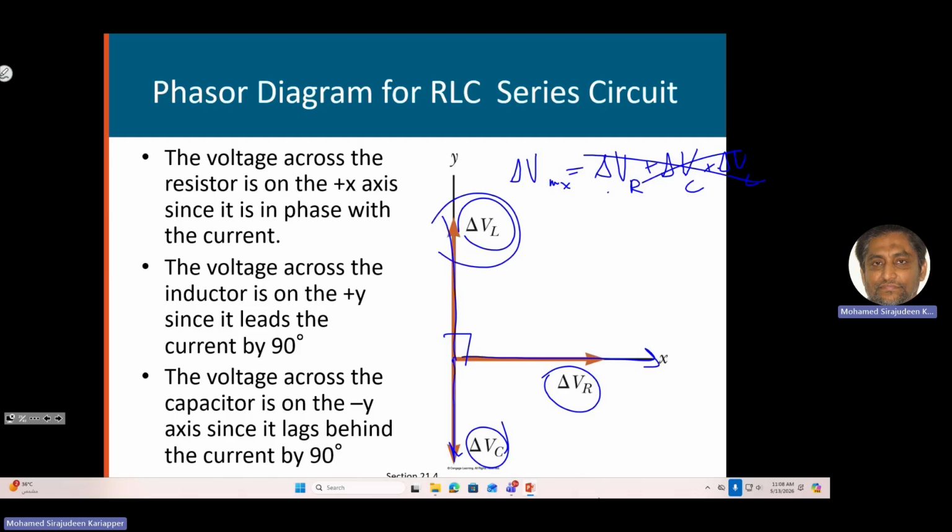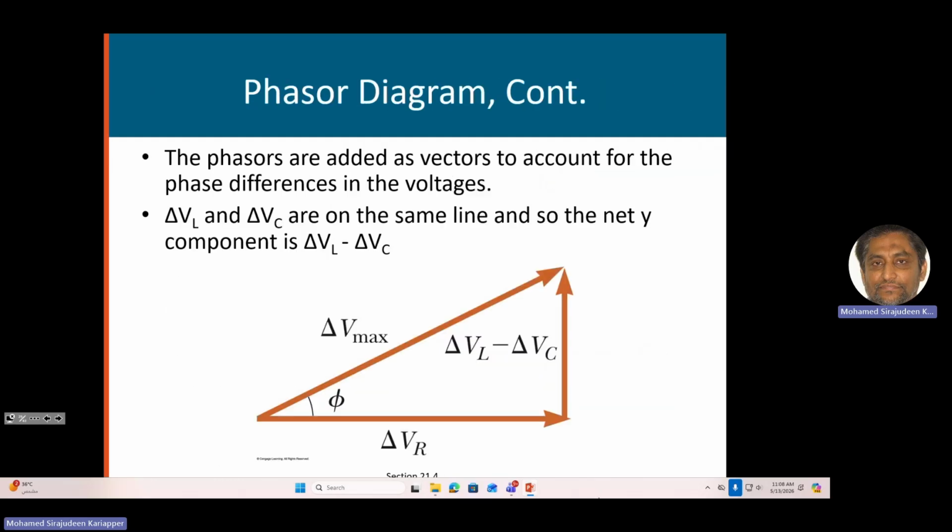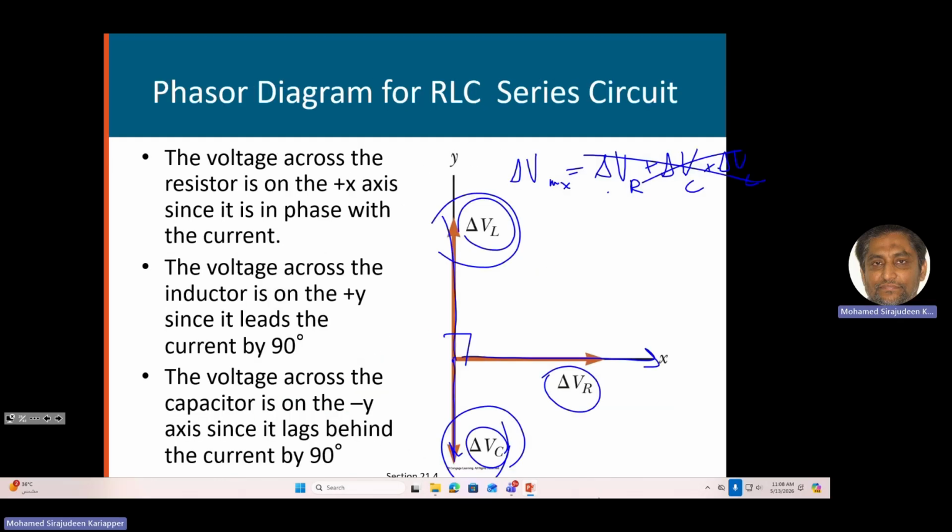What is on the y-axis is easy. Both of them are on the y-axis. So if you want to add delta VL and delta VC, this addition will be simply, let me use another color, say red, maybe blue, this arrow, which will be delta VL minus delta VC. So I added these two, because this is the positive y-axis and this is the negative y-axis. So we can just simply add them like that.